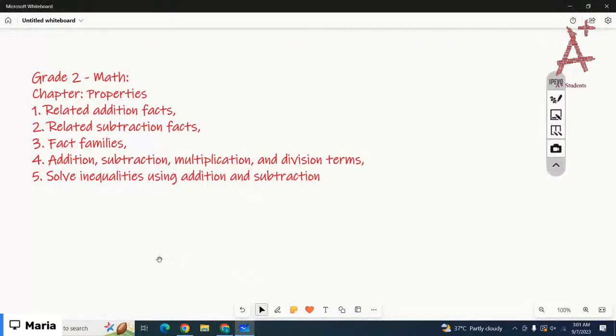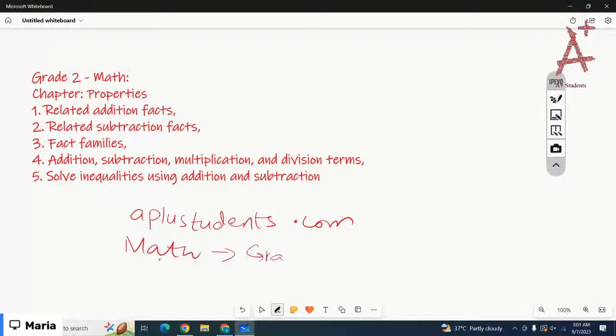We are here for grade 2 math. So you can find all the lessons on aplusstudents.com. You have to log in there using your email address, and the password is provided by the administrator. Then you have to select math from the subject tab. Scroll down to grade 2 and then click on view all lessons. There you can find a list of the chapters.